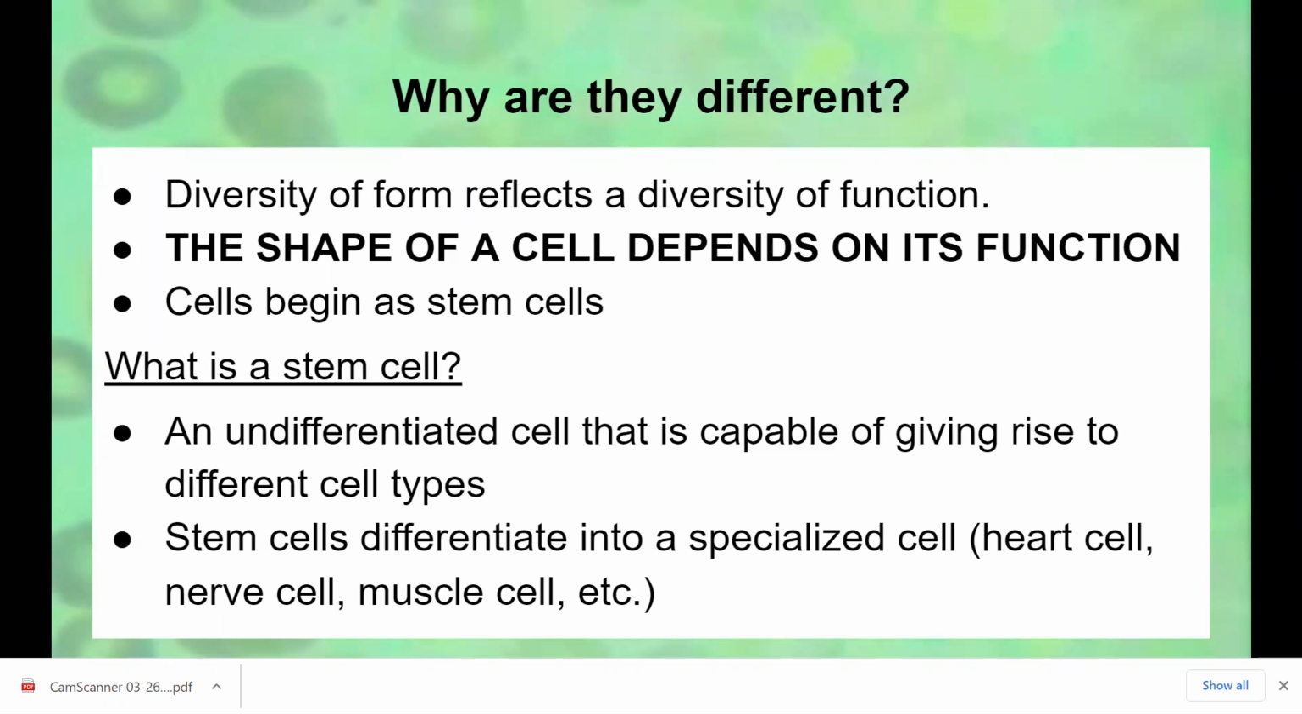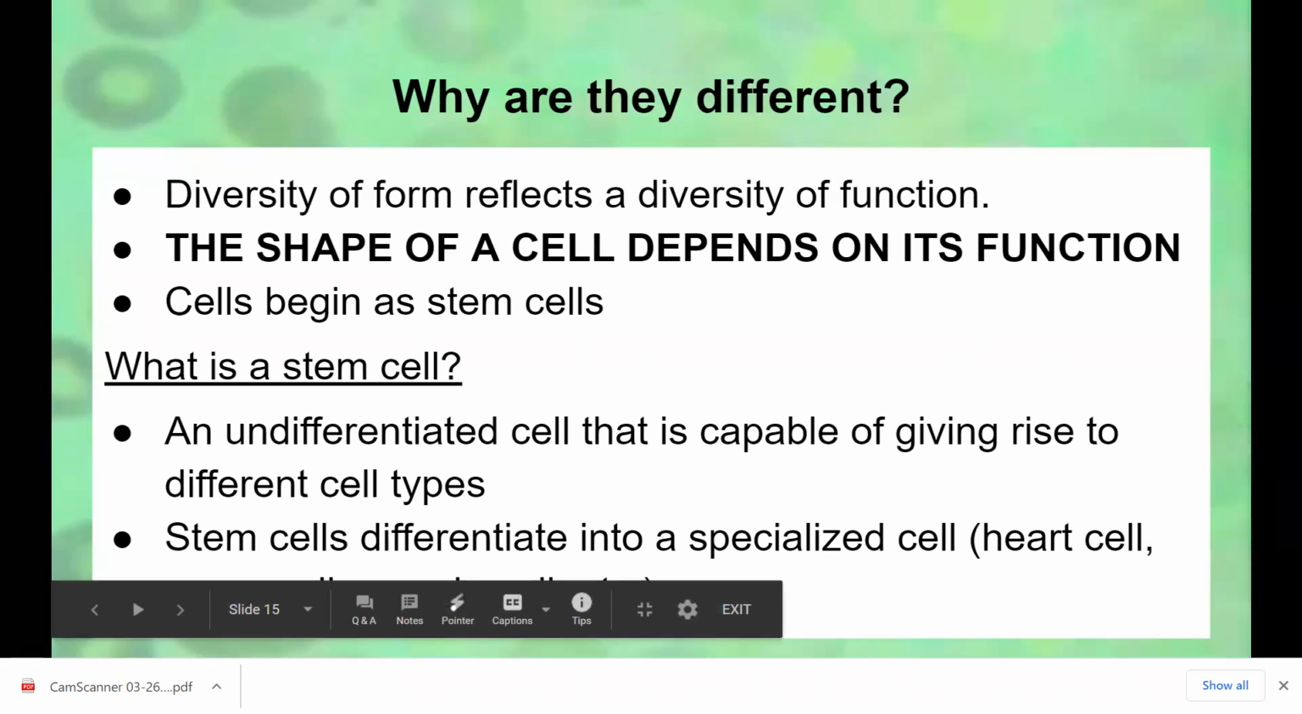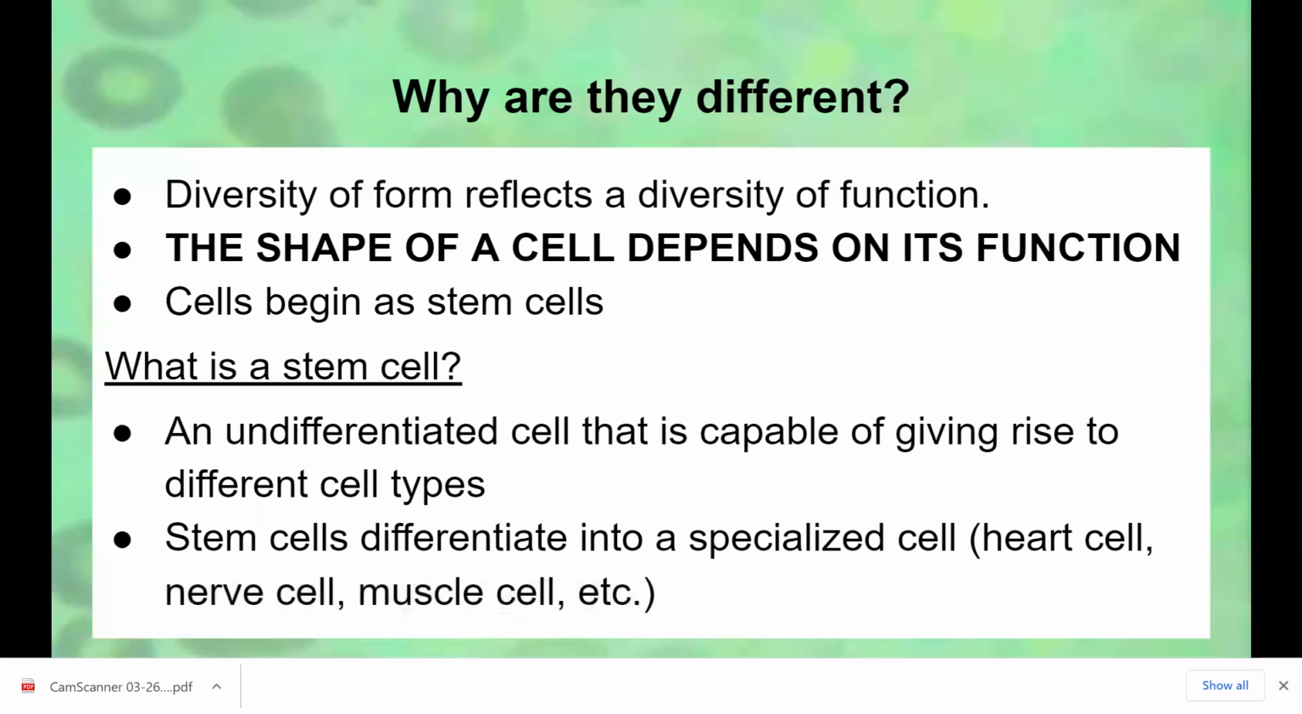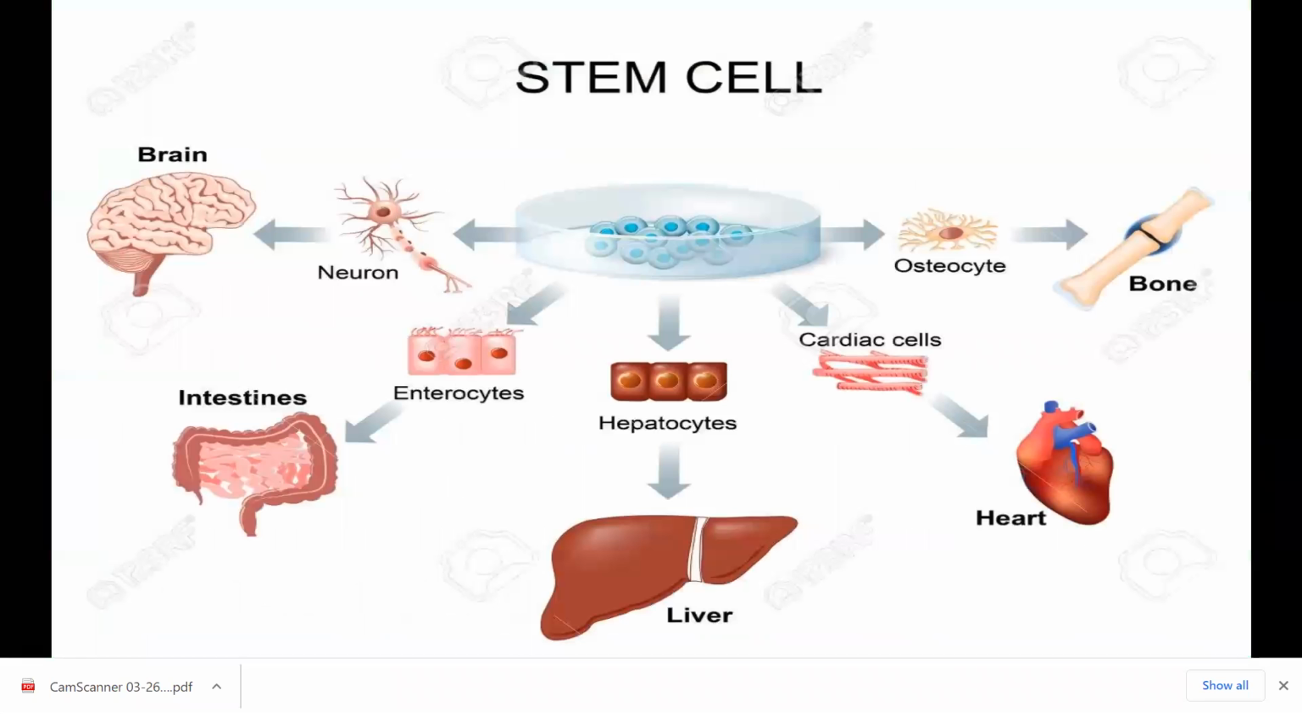But cells all in your body all have the exact same genetic code in them, with the exception of sperm or egg cells, because again, they have half. But not all genes are on all the time. Some genes are switched on when necessary, and that's why your cells with the exact same genome can look so different from one another. All your cells start out as stem cells, which are undifferentiated cells that haven't become what they're supposed to be yet.